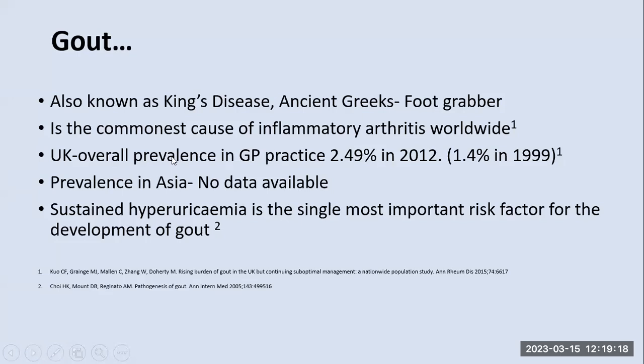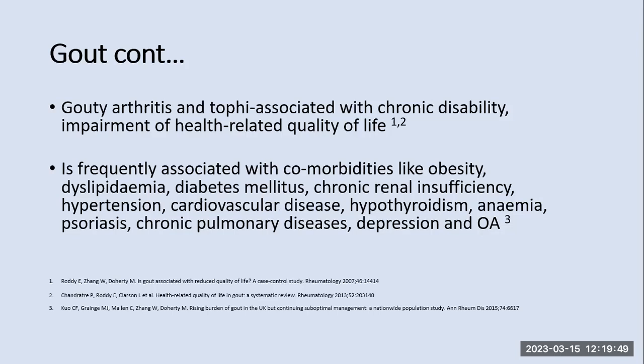Briefly, I'll talk on gout and management. It's also known as the king's disease or ancient Greek foot rubber. Surprisingly, it is the most common cause of inflammatory arthritis worldwide, not rheumatoid arthritis or something else. UK prevalence was about 2.49% in 2012, and unfortunately we don't have data for Asians. Sustained hyperuricemia is the single most important risk factor. Gouty arthritis as well as tophi are associated with chronic disability. Management-wise, gout is associated with comorbidities like obesity, dyslipidemia, diabetes, chronic renal failure, and you name anything, there are associations.